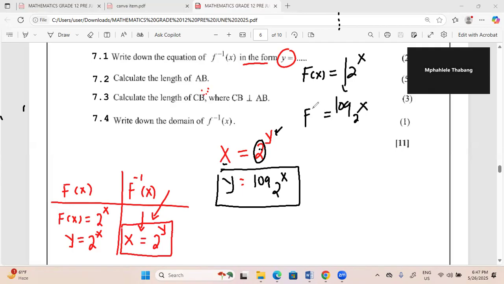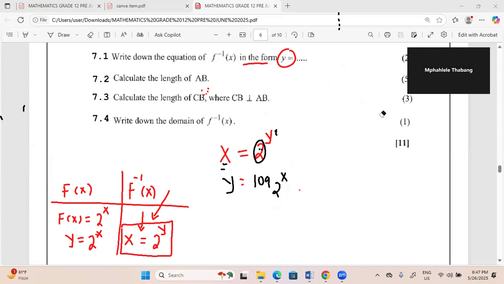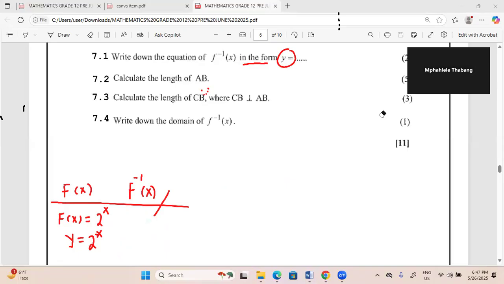Then you have the inverse. But I don't like my last approach. The first approach is absolutely correct because it gives you all the necessary information. It tells you what you must do when you are looking for the equation of the inverse.